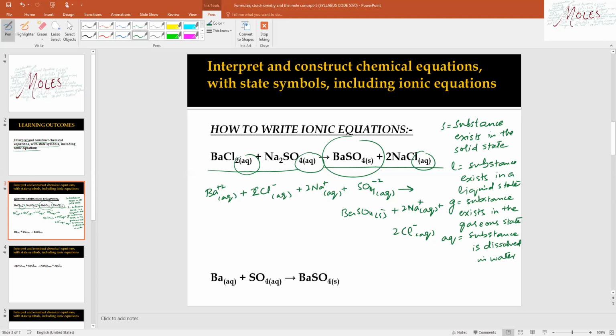First, let's see the common ions on both sides of the equation. They are called spectator ions. These are spectator ions, or common ions. So what we will do is cancel out these common ions on both sides of the equation.